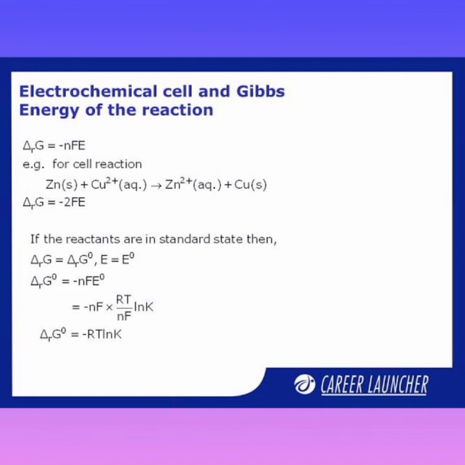And what is the relationship between the Gibbs free energy and the equilibrium constant? That is, delta G0 is equal to minus 2.303 RT log Kc, where Kc is the equilibrium constant.